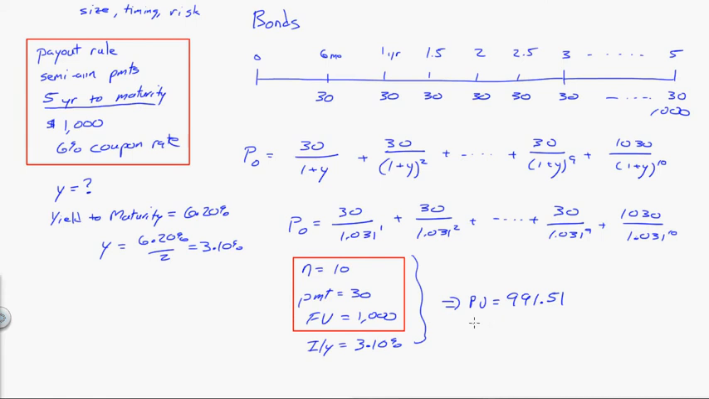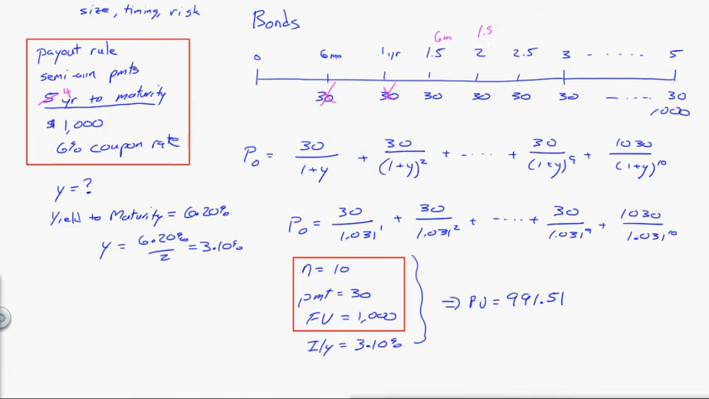Alright, so I want to look at a couple little details here. So let's say time goes by. So I said what changes, and this is yield to maturity. So let's say the time to maturity is now 4 years because time has gone by. So this has been paid, this has been paid. So this is now 6 months. This is now a year and a half.